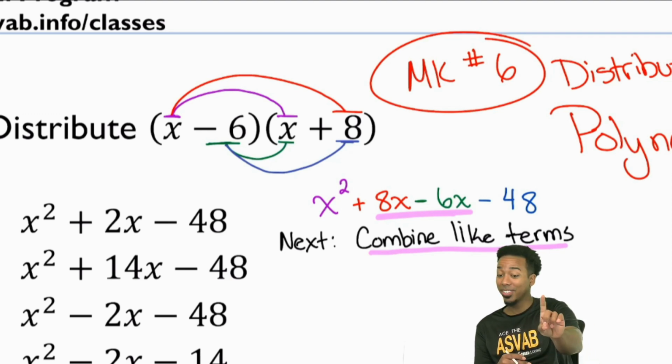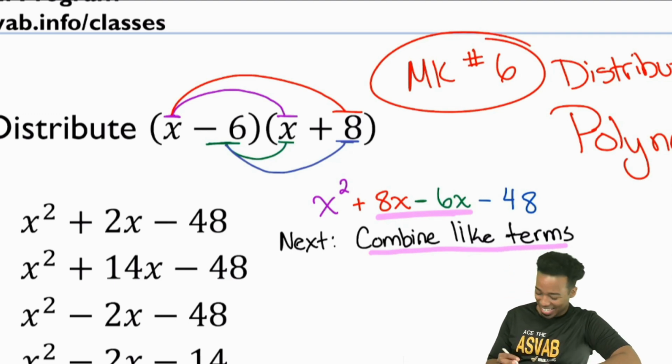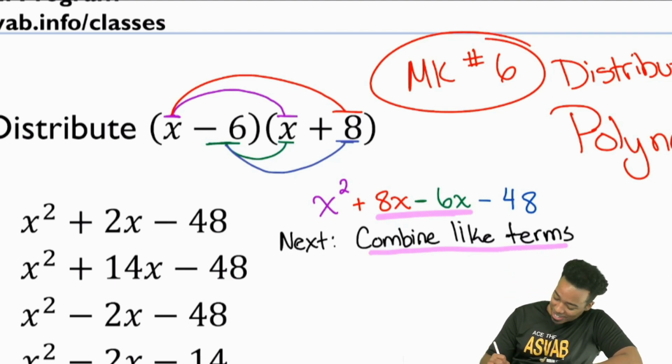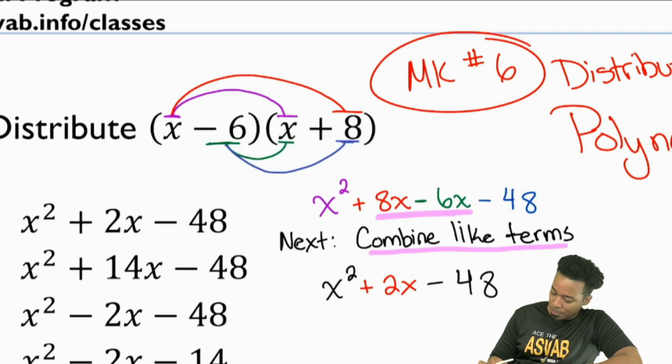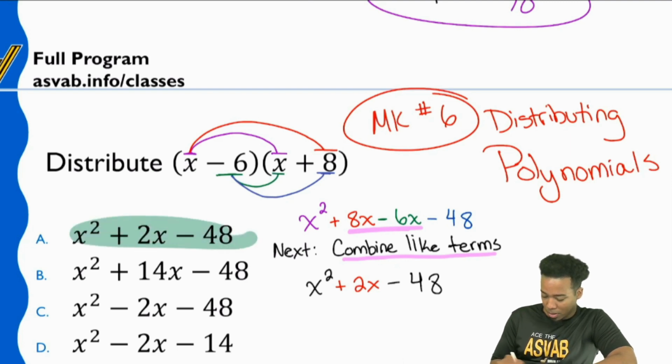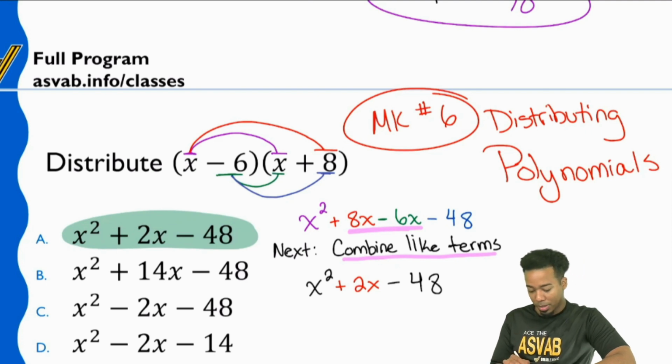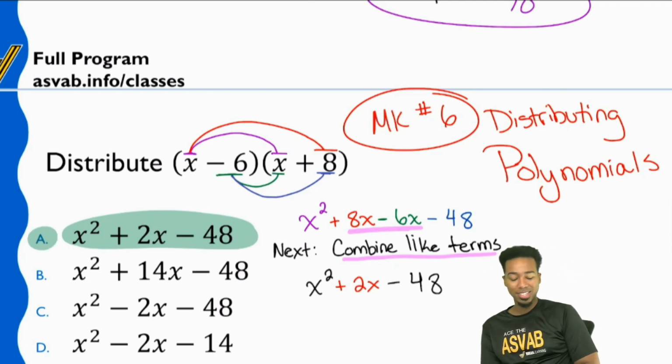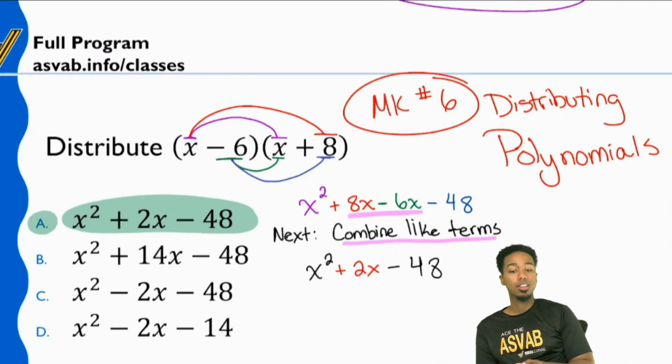You almost had it. But that's going to be x squared, and then plus 2x minus 48. And that's what's going to make the final answer A the correct answer. Yeah, it is x squared plus 2x minus 48.